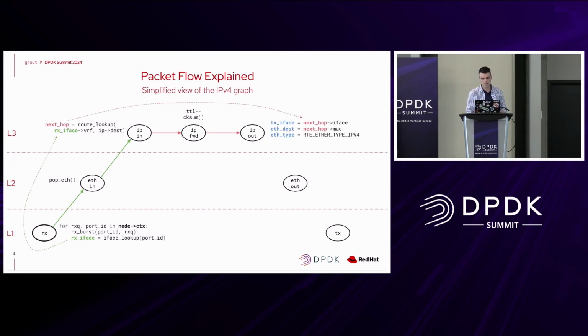And from IP output, we reuse the next hop metadata to determine what is the output interface and some information like Ethernet destination. Ether type is hard-coded because this is IPv4, but the Ethernet output node needs that information because it could get a packet that's coming from IP6 output or, I don't know, MPLS or something else. And then finally, we know that from that interface, we can resolve the port ID and resolve the queue number assigned to that port ID. So this is the simple view.